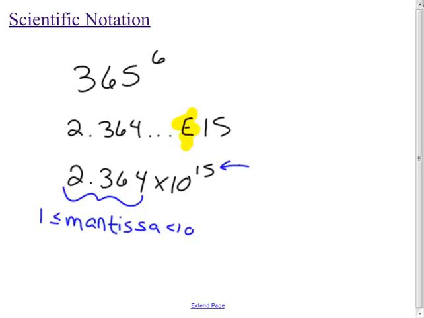And then 15 is another vocabulary term, and we call that the characteristic. And the characteristic must be an integer. The characteristic tells us how many places we have to move that decimal, so how many zeros we're going to be adding at the end of it, or moving it in the other direction, because we're multiplying by that many tens, or we're dividing by that many tens. So that's a quick little synopsis of scientific notation.